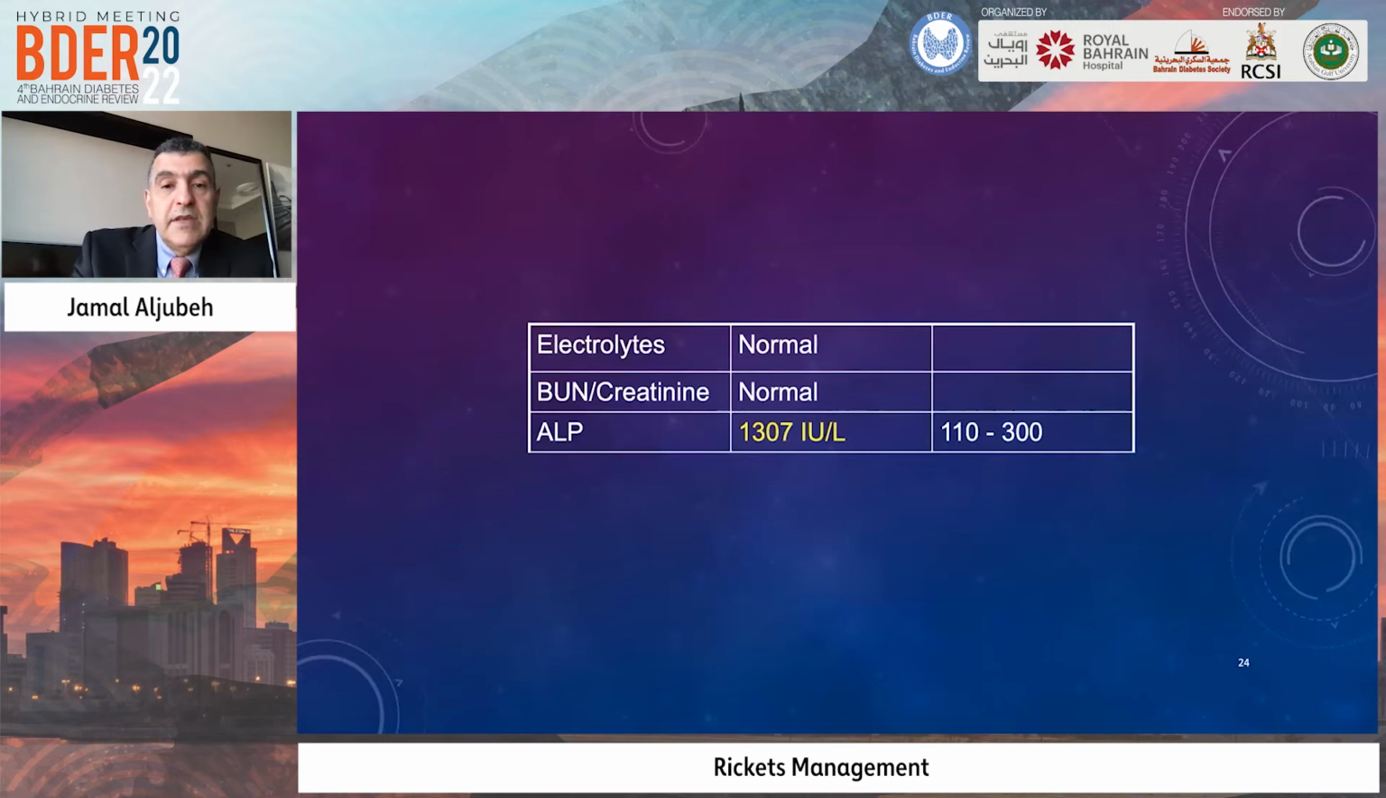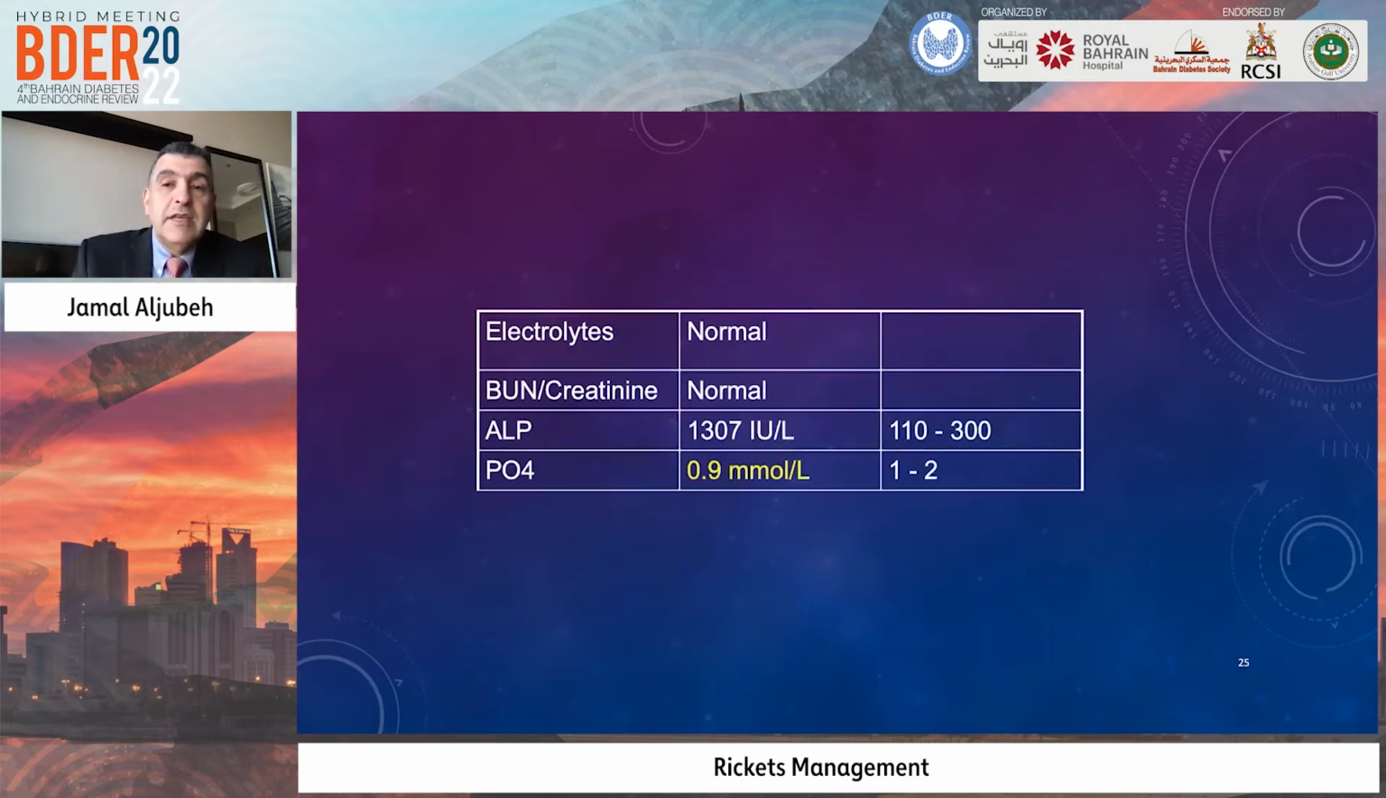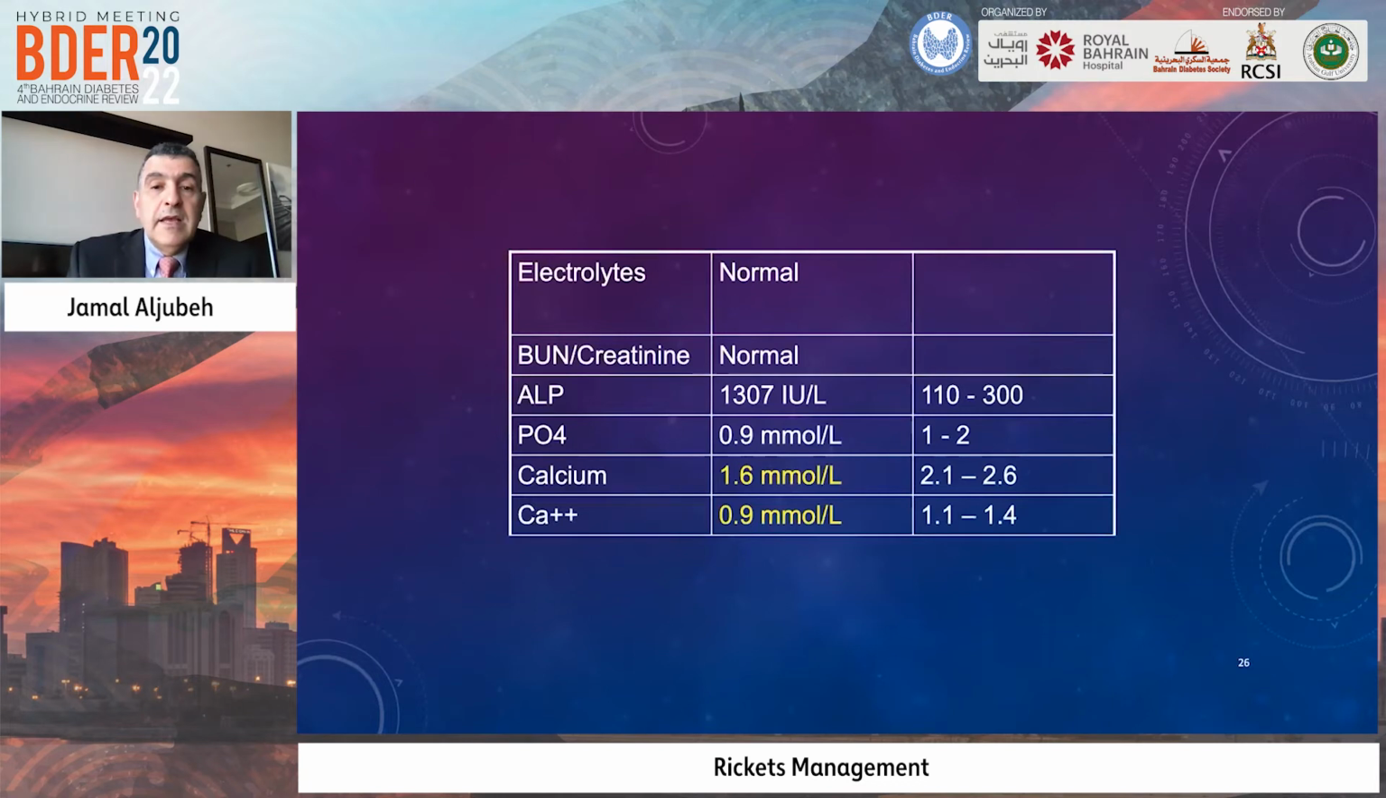This level is going more with calcipenic rickets, as well as the X-ray findings are going with calcipenic rickets, because with phosphopenic rickets, the findings tend to be relatively milder. You cannot appreciate that severe rickets and severe osteopenia on the X-ray. Phosphate in this patient was low, but as mentioned, phosphate can be low in all types of rickets, so that's not a differentiating level. Calcium was very low, and ionized calcium was very low.